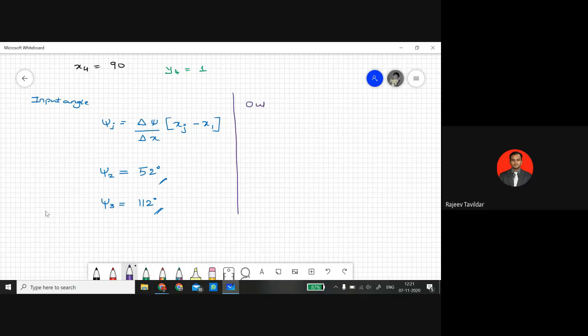We can also find out the output precision angles. Same thing, phi j will be equal to delta phi divided by delta y, in the bracket yj minus y1. So if you substitute the values, you should be able to get phi 2. Can anyone tell me how much you are getting? Phi 2 and phi 3. Or if you don't want to calculate, I can give you the answer.